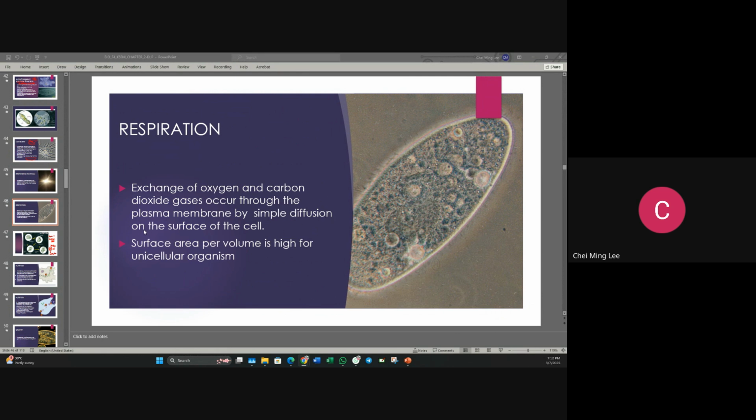On the surface of the cell, the surface area per volume is high for a unicellular organism. This means the exposed surface area divided by volume, normally called TSA over V, total surface area divided by V. These cells are very thin, so the area is very big, front and back. Compared to us, our volume is too big. Humans have a very big volume.